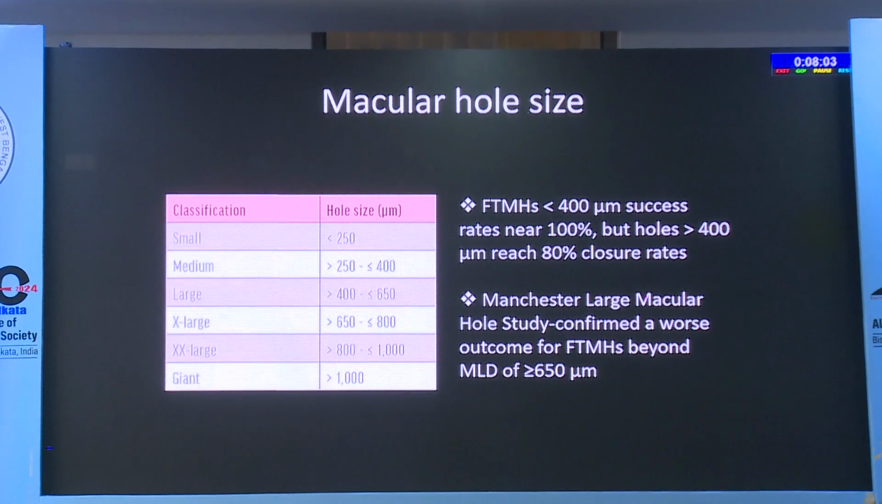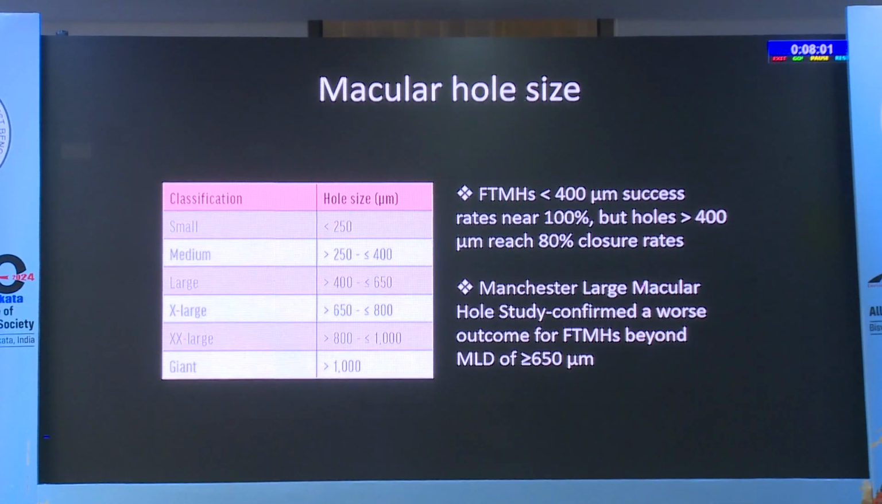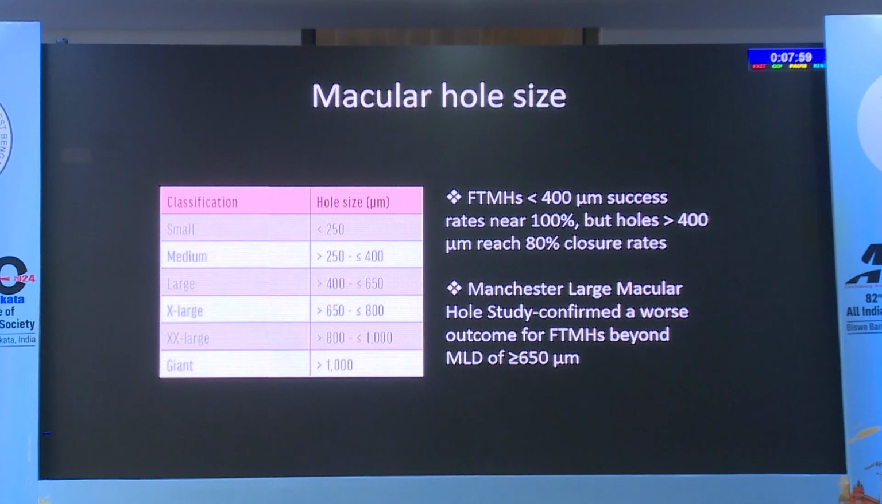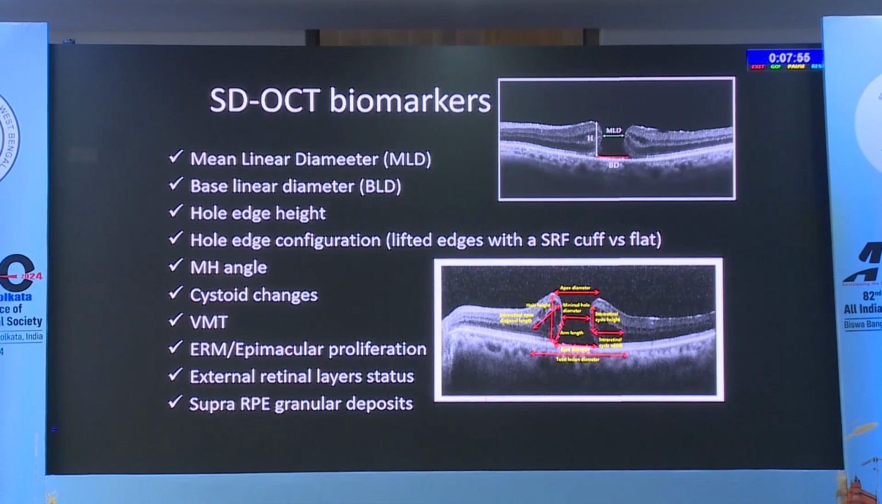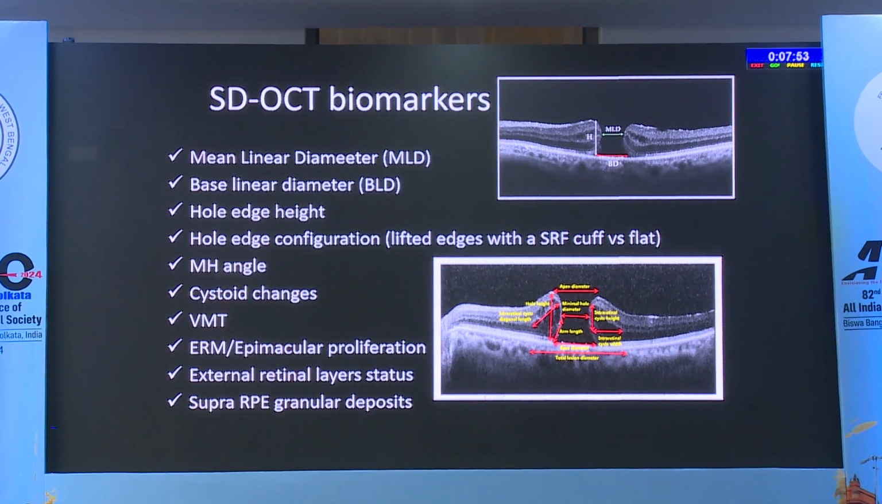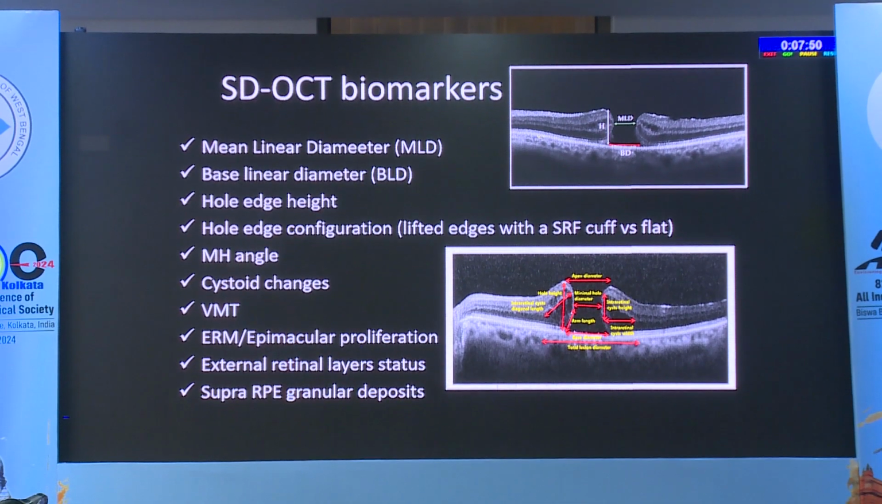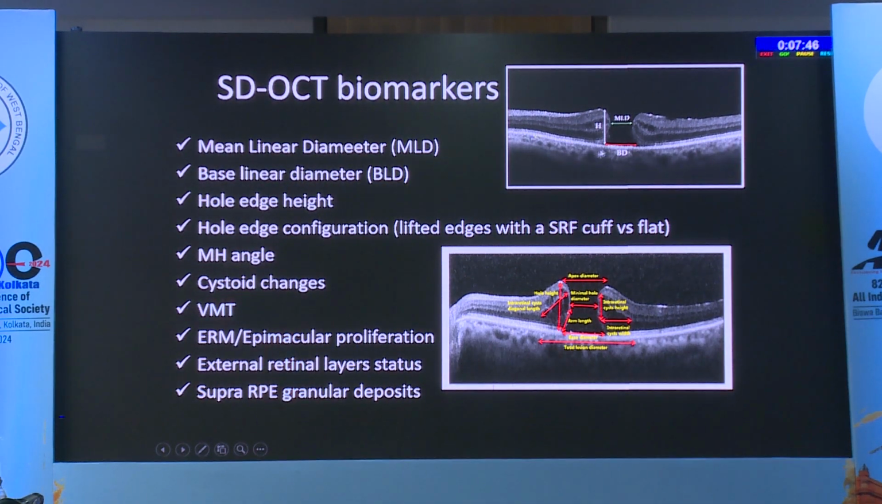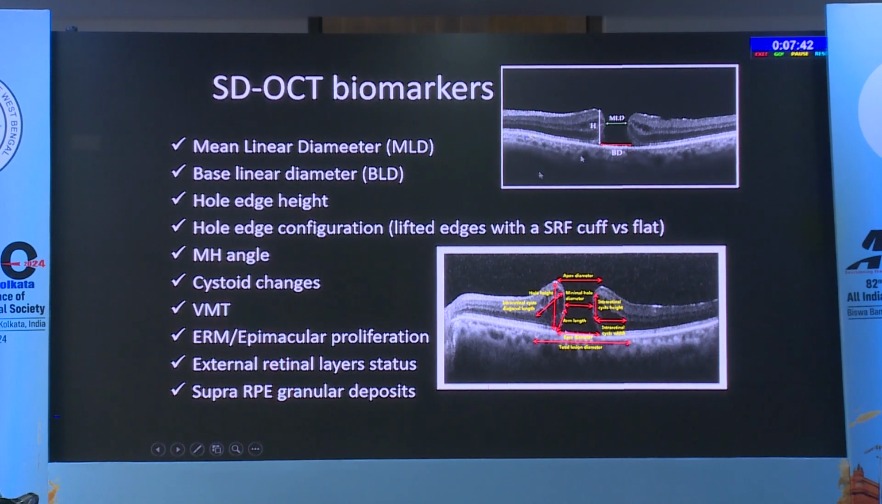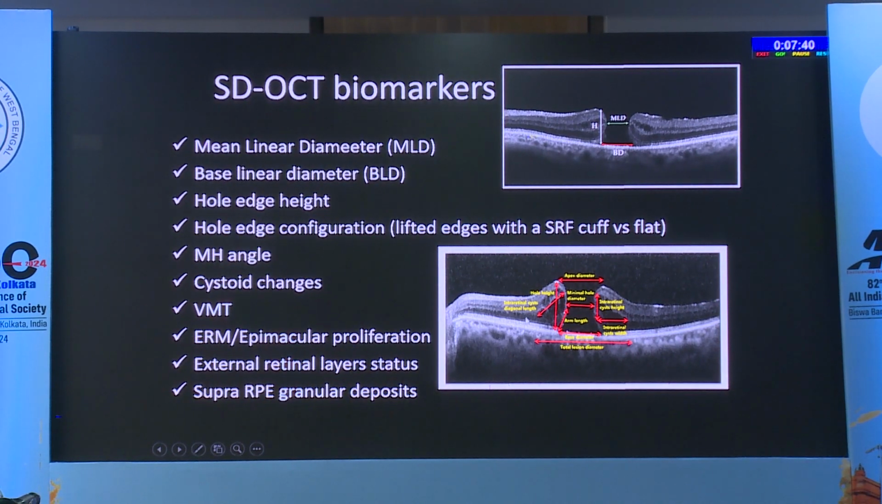Hole size is a very critical factor. As we know, holes smaller than 400 microns tend to have a better prognosis than the large size holes, which tend to have a poor prognosis. Many biomarkers have been studied in full thickness macular hole. Some of the important ones are the mean linear diameter, basal diameter, height, and the configuration of the hole, whether it has flat edges or the presence of subretinal fluid, what we call the macular hole angle.